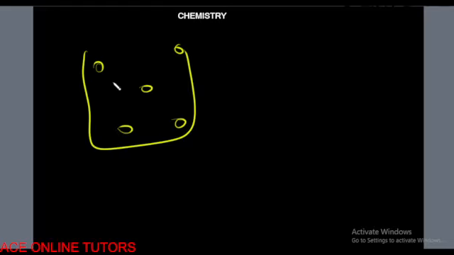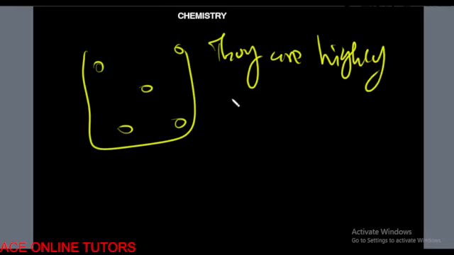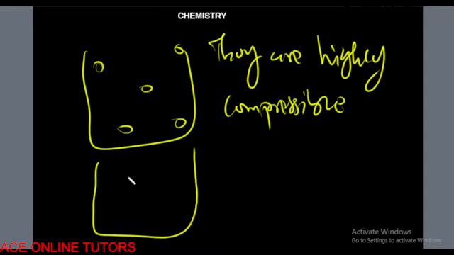Because of this very large space that they have, they are highly compressible, because they have very large space in between them. So it's very easy for us to compress them. What I mean by compress them is that at the end you're going to have something like this. We want to bring them closer together. So look at that, we have decreased the space between them. This is what you call compression.